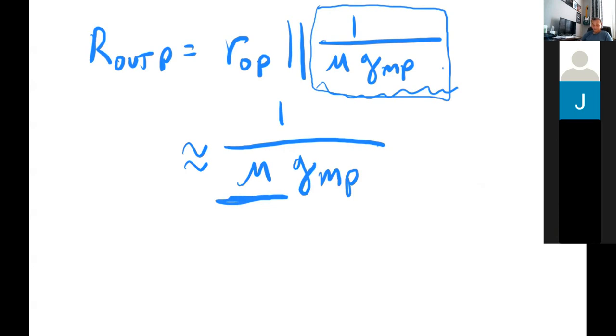So, which is great because if you are going to be delivering current, you want that type of a small output resistance. Or I'm sorry, if you're going to be delivering current under a constant voltage.